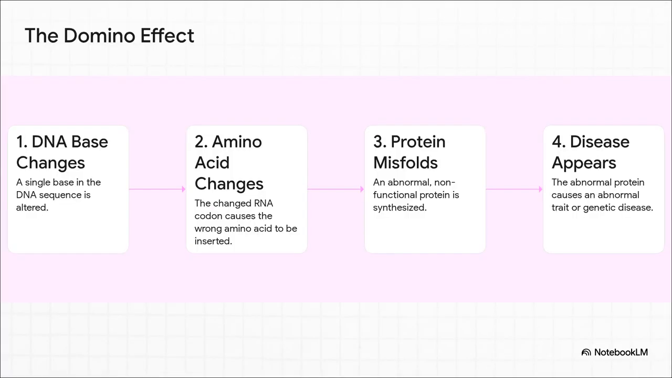But that one typo kicks off a devastating domino effect. The single letter change in the DNA leads to a different codon in the RNA. The ribosome reads this new codon, and instead of the right amino acid, it puts in the wrong one. Because of that one mistake, the entire hemoglobin protein folds up incorrectly. And that in turn warps the whole red blood cell into a stiff, fragile sickle shape.